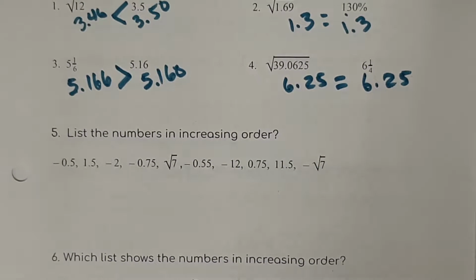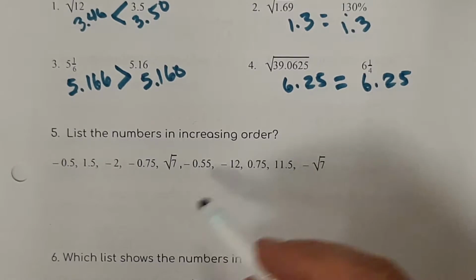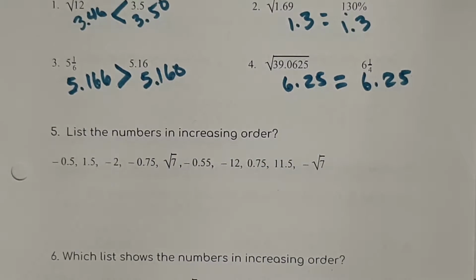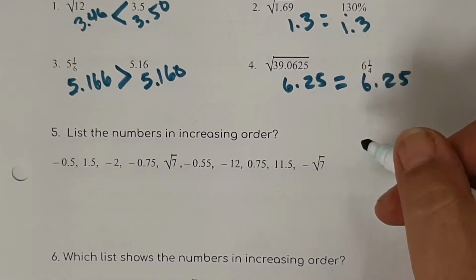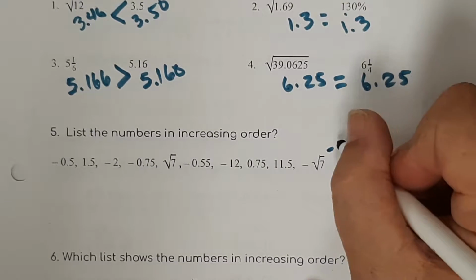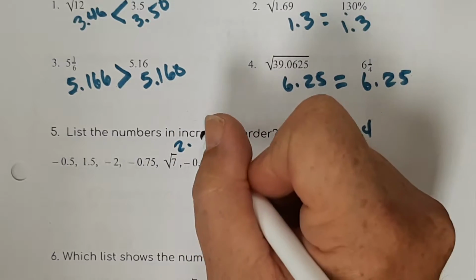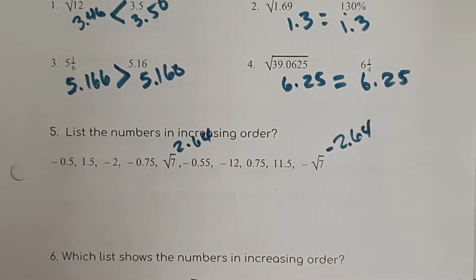So to do this list in order, we basically need to look up our numbers here. So first I'm going to look up the square root of 7. And the square root of 7 is 2.64. So this one is a negative 2.64, and this one is a positive 2.64. And then we just want to arrange these in order.